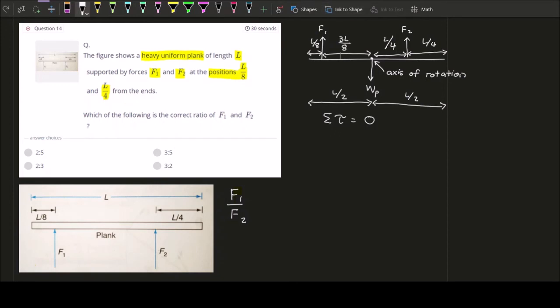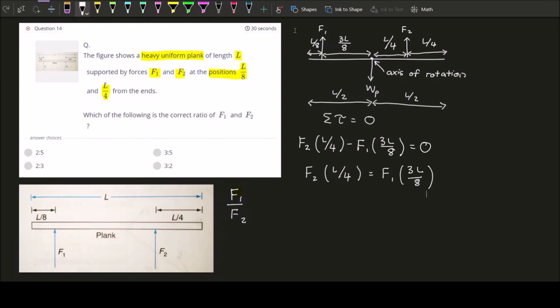So I usually write the positive first. So F2 times L over 4 minus F1 times 3L over 8 equals 0. Okay, now since it's a negative sign in the middle, we can bring things around. F2 L over 4 equals F1 3L over 8.